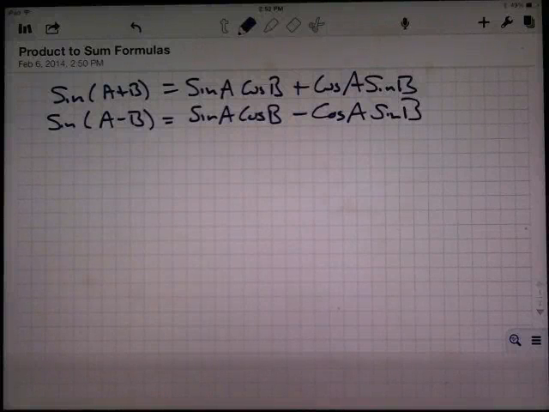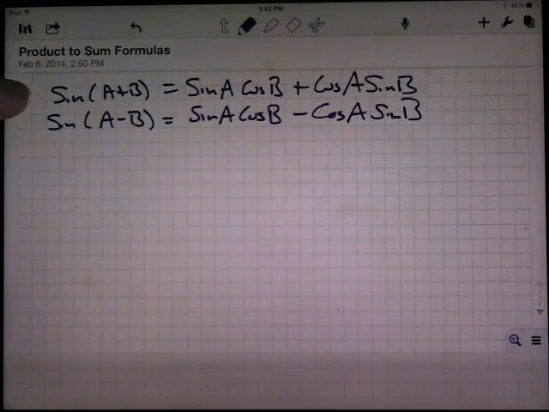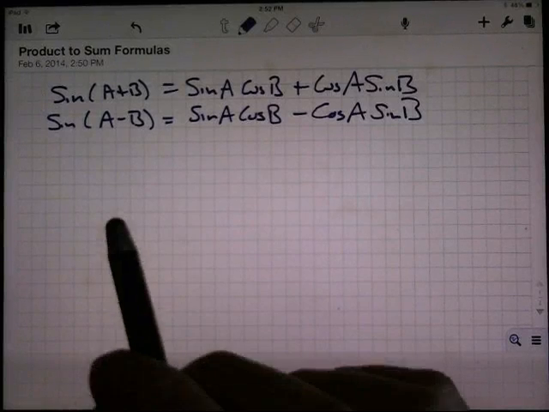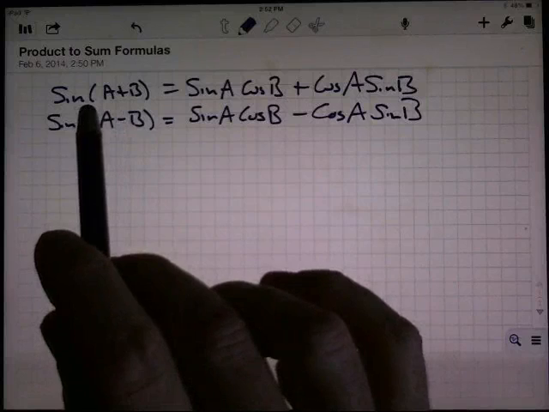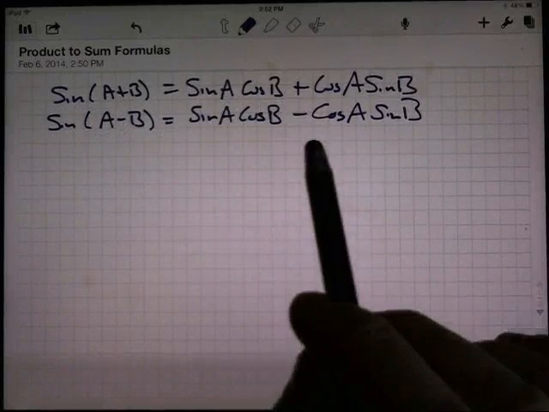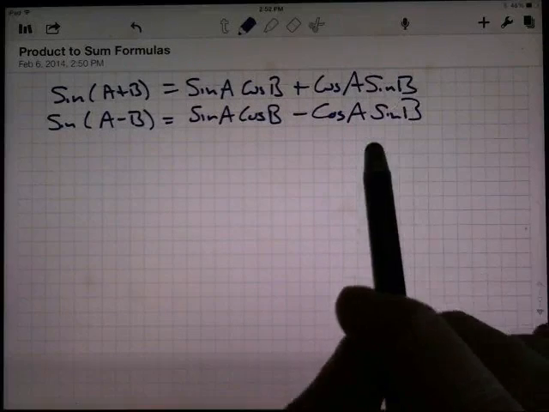In this video, I want to show you where the product to sum formulas come from. Well, they come from pretty much where all the other formulas come from. They start from the sine of a plus b. This is like the granddaddy of all of them here. Sine of a plus b, remember, was sine a cos b plus cosine a sine b.